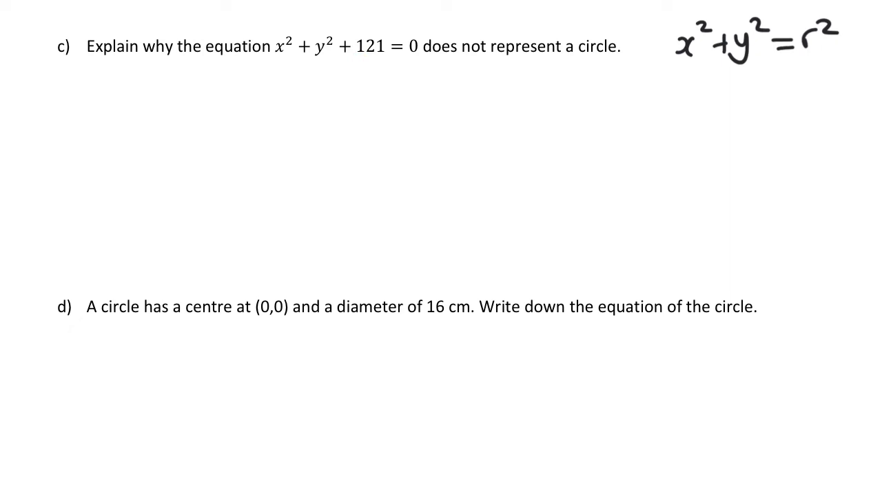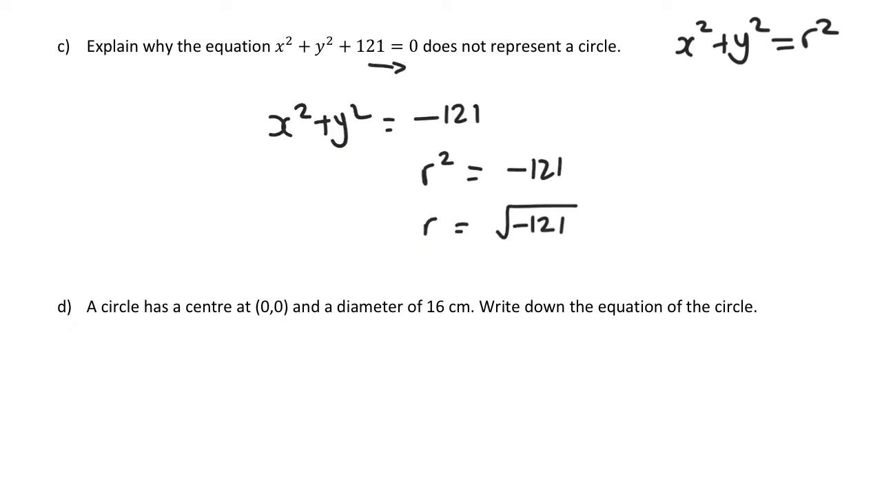So what we're going to do is bring that over to the right, and we're going to have x squared plus y squared equals minus 121. Now what that would imply is that r squared equals minus 121. So to work out the radius, we would do the square root of minus 121. And one of the things that we can't do in maths, there's not an awful lot that we can't do, but one of the things we definitely can't do is find the square root of a negative number.